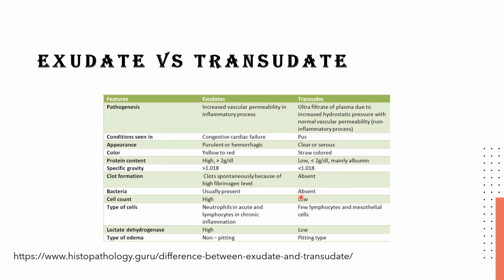Clot formation occurs because of high fibrinogen level. There is no fibrinogen in transudate, so it is absent. Bacteria is always present in exudate, not in transudate. The cell count is always high in an exudate and low in a transudate. The type of cells will be neutrophils in acute and lymphocytes in a chronic inflammation in exudate, and there will be only few lymphocytes and mesothelial cells in transudate. The LDH or the lactate dehydrogenase content is very high in exudate and low in transudate. The type of edema will be non-pitting edema in an exudate and pitting type in a transudate.